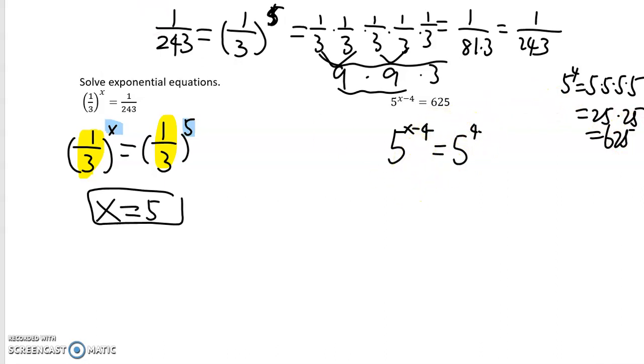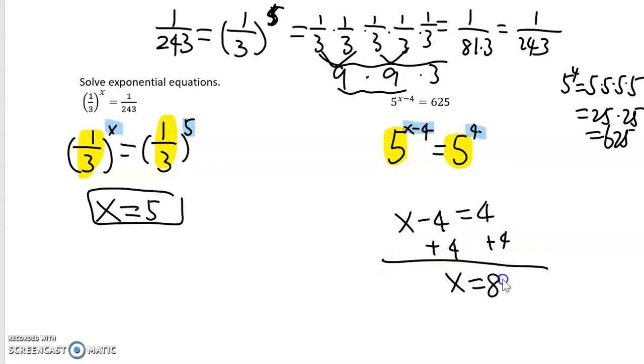And after comparing two sides, they have a matching base, which means the exponents must be equal. We have x minus 4 equals 4. And now we can get x by itself by adding 4 to both sides. And so that will be the final answer.